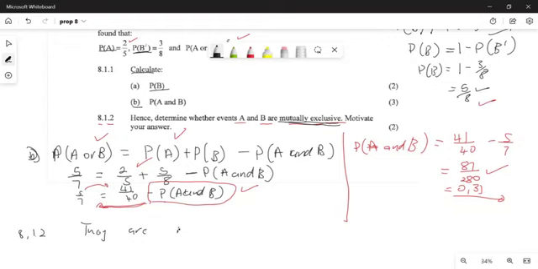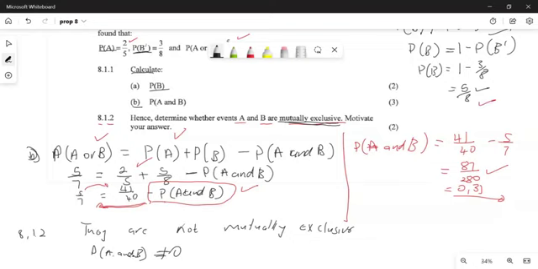Okay, why are they not mutually exclusive? Because we have an event whereby we have both A and B. Yeah, we do have A and B. If you check here, there's a probability. They are not mutually exclusive, and the reason is because the probability of A and B is not equal to 0.